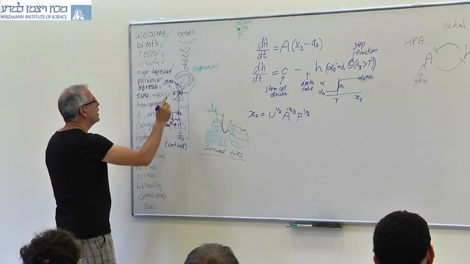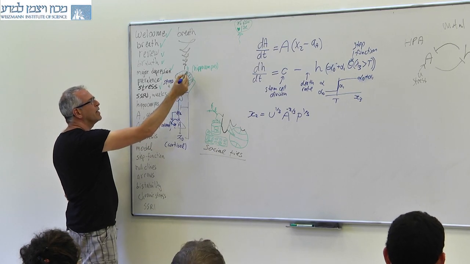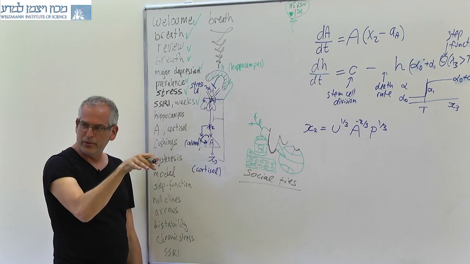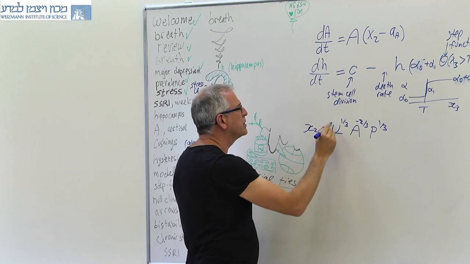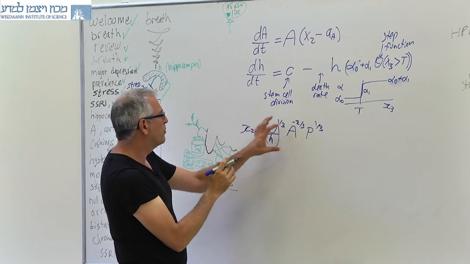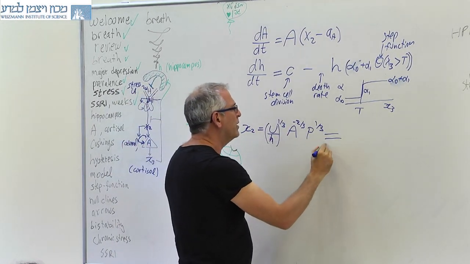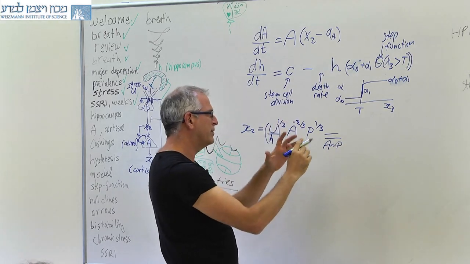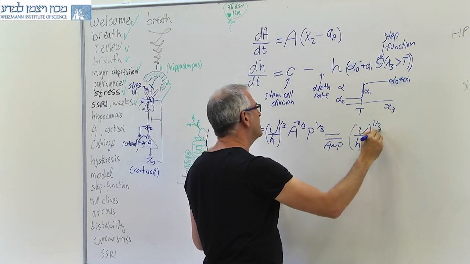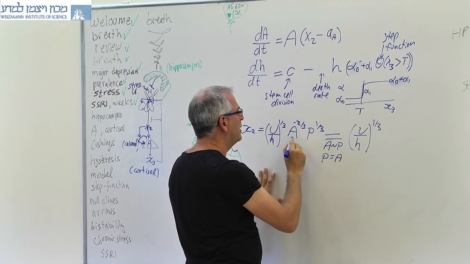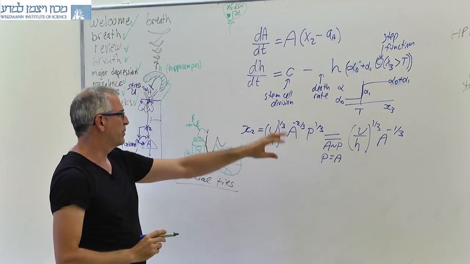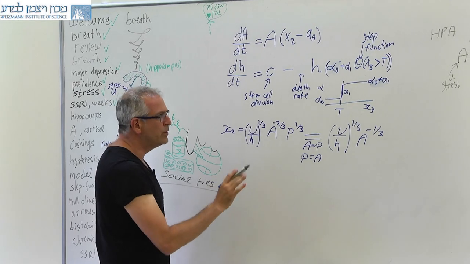But I'm going to add something. This arrow here is the hippocampus interfering with the stress input thanks to its inhibitory neurons. So everywhere there is U, I'm going to write U over H, which means the bigger the hippocampus, the less the stress input. That's going to be our change. So I've incorporated that. And I'm going to tell you also that in all these dynamics, A and P go together in a very correlated way. So I'm going to write P equals A, and I get A to the minus 1/3. So X2 is equal to this expression, and we'll deal with X3 in a second.